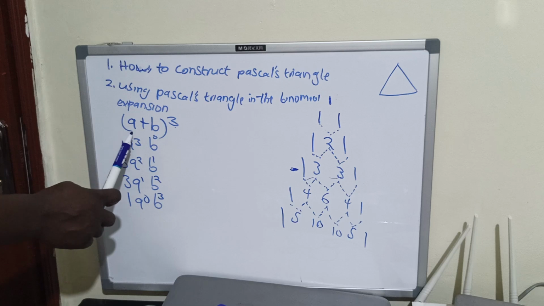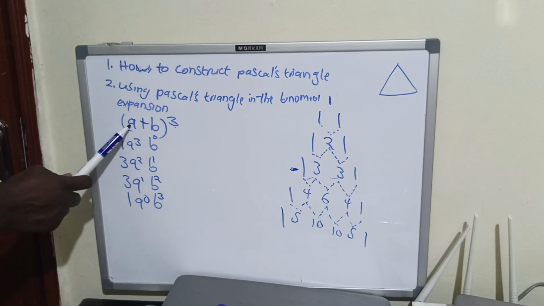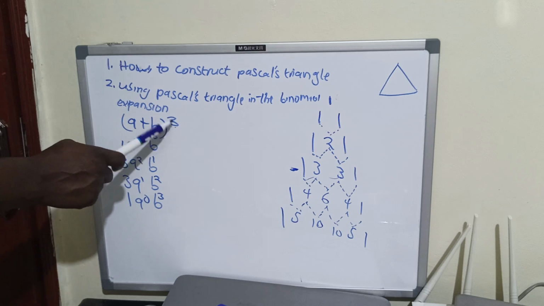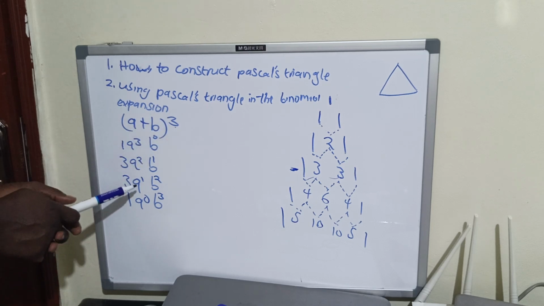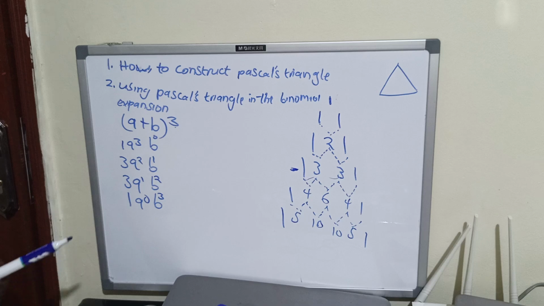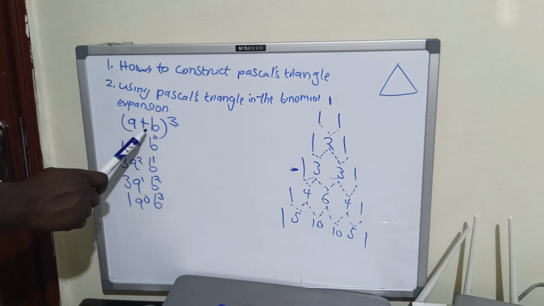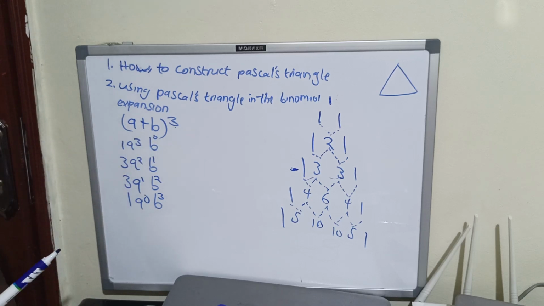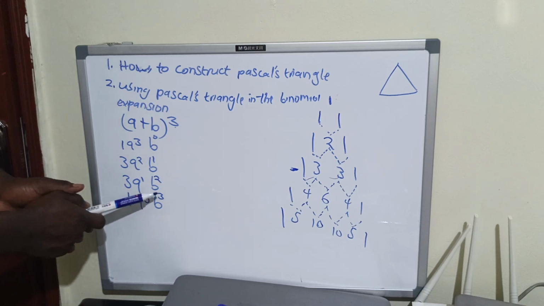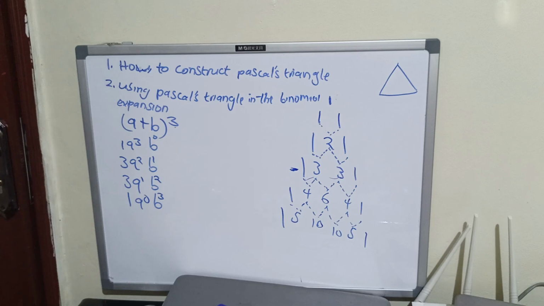Then you write the first term. Our first term is a. We wrote it here. Then it is power 3. The power starts with 3 as it reduces downwards: 3, 2, 1, 0. Power 3, power 2, power 1, power 0. Then you put the second term, which is b. Then its power reduces as it goes up: 3, 2, 1, 0. Then the trick is anything raised to power 0 is 1.